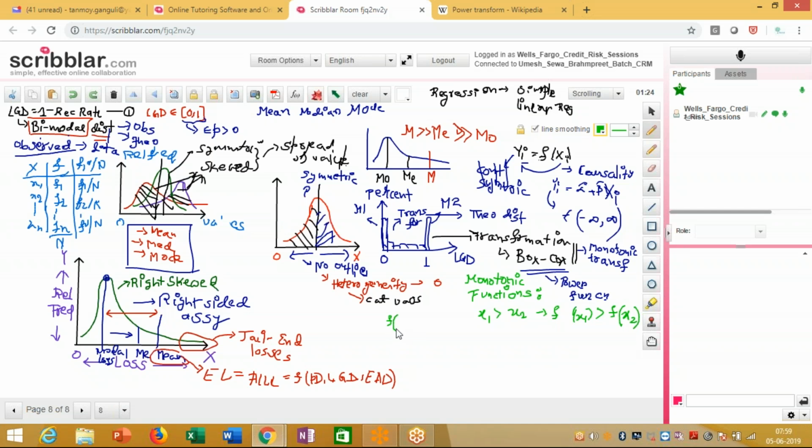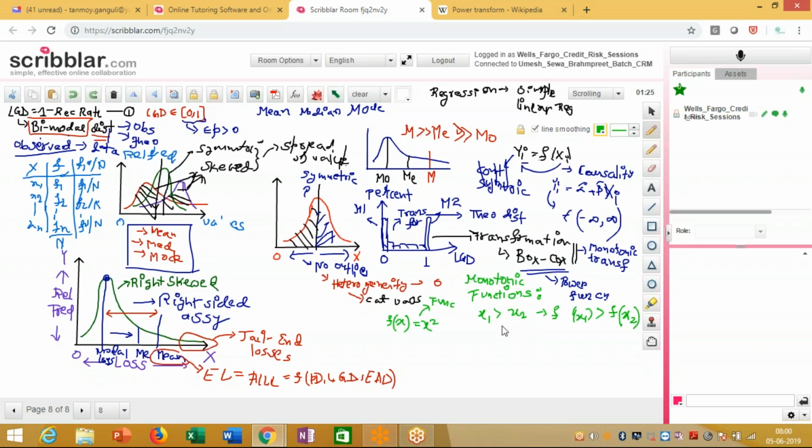Let's say I have a function like this: f of x is x square. So every time I put in a value of x, I will get a corresponding value of f of x. So f of x equals x square is my function. Clear? Okay, this is a function.